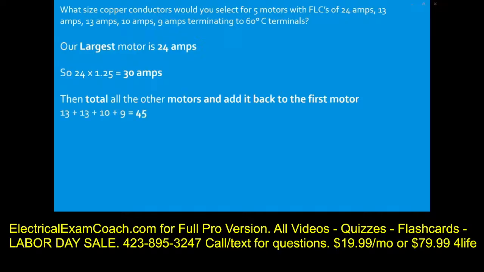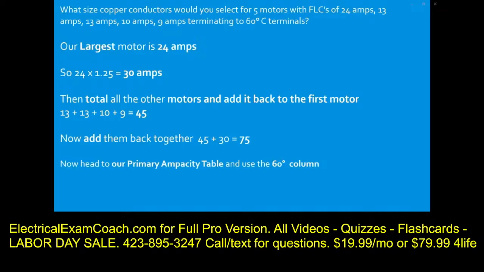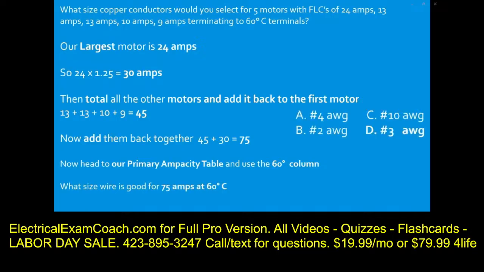And in this case, it's 45. Now here's where we have to be careful to add back that first motor. So we take the 45 of the sum of the other motors, add back the first motor, and that's going to give us 75 amps. Now all we have to do is head to our primary ampacity table, being sure to use the 60° C column. Our conductors that they're asking for are copper. So we go down, what wire's good for 75 amps in the 60° C column? That's right, we're going to select D.